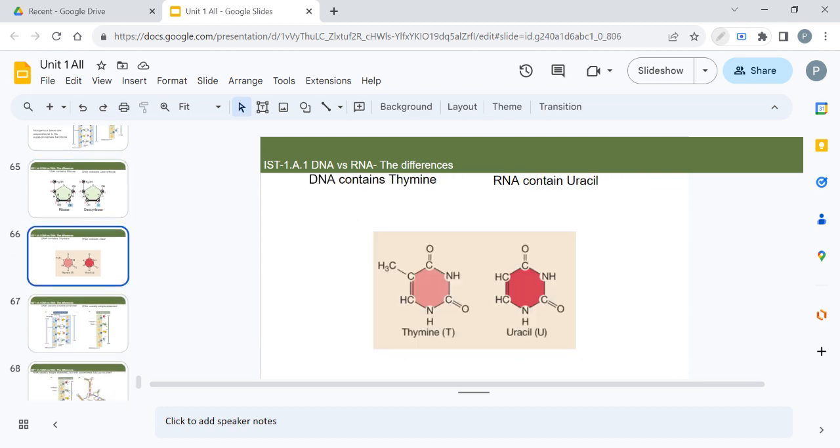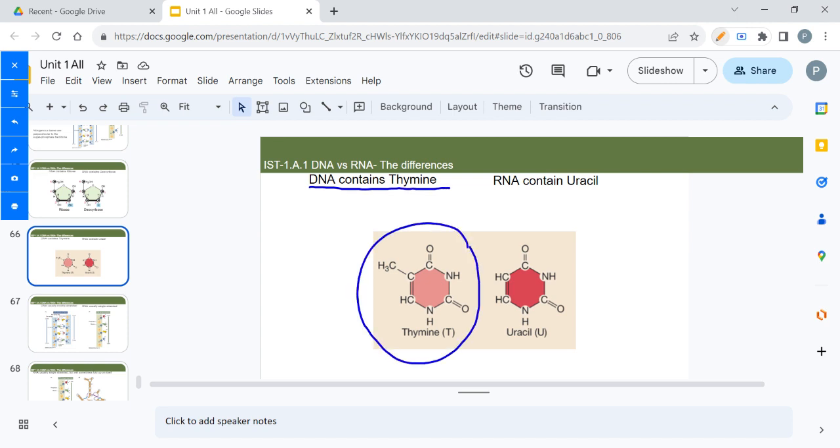Your next big difference. DNA contains thymine. This is thymine right here. When it comes down to the base pairing, A will pair with T, adenine and thymine. We're going to have 2 hydrogen bonds when we're doing that twisted ladder. And G will pair with C. That's the 3 hydrogen bonds.